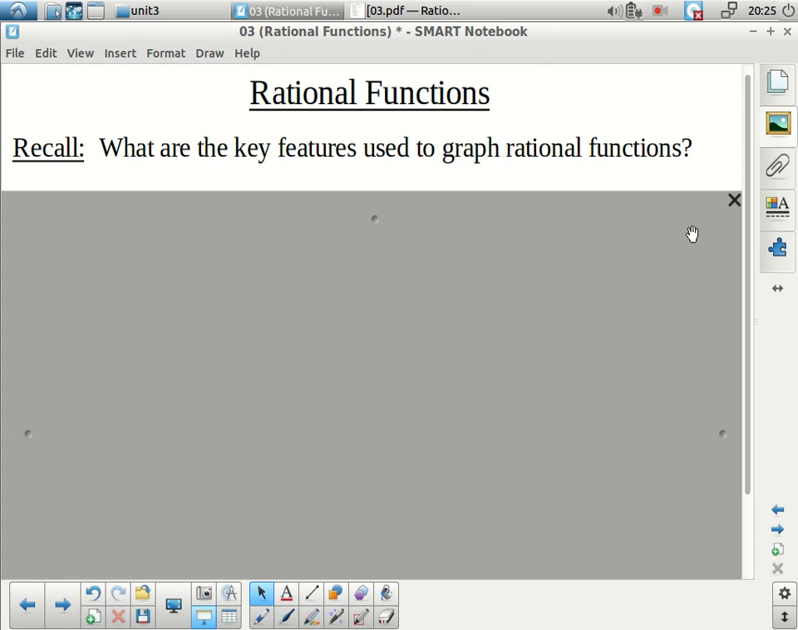Good morning, everyone. This morning, we're going to do the same thing we did yesterday, but now with rational functions. Just like yesterday was a whirlwind tour of polynomial functions, now we're going to have a whirlwind tour of rational functions.